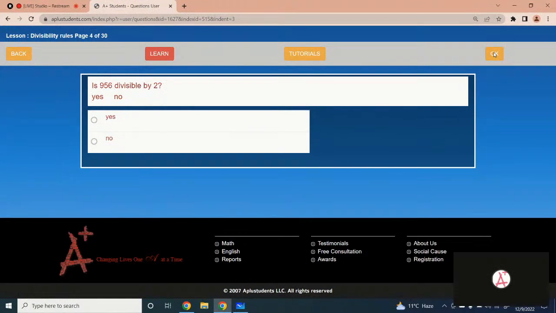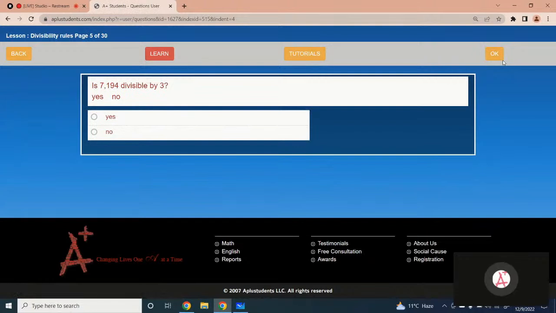Got it? Okay, the next one: is 956 divisible by 2? Yes or no? Be quick if you know the answer, just write a yes. Is 956 divisible by 2, yes or no? 956 is divisible by 2. The answer is yes. Just look at the ones digit. The ones digit is 6. Got it? So 6 is divisible by 2. That means the number is divisible by 2. The answer is yes. Got it?